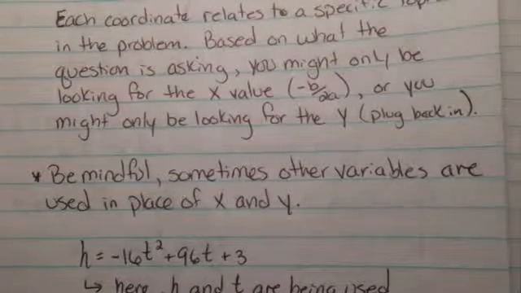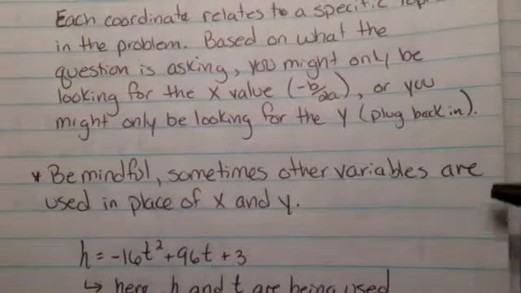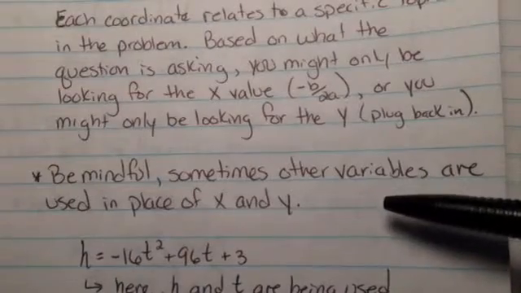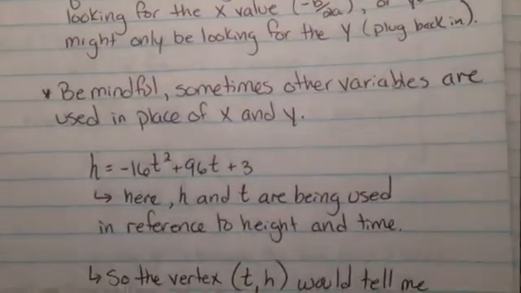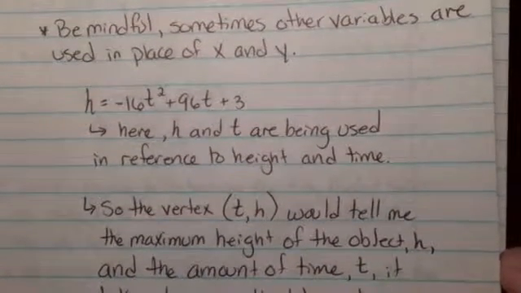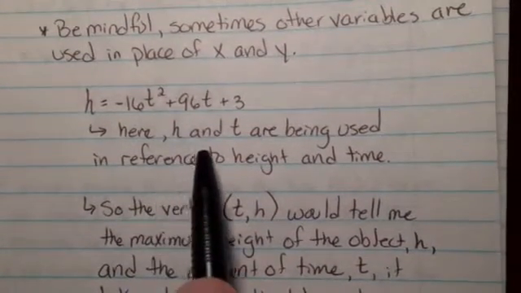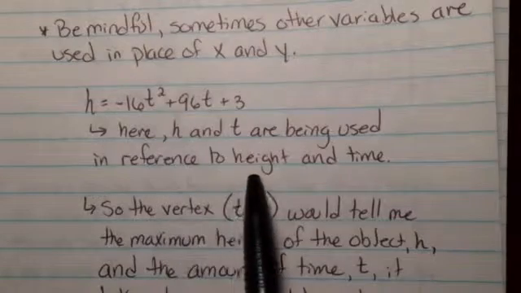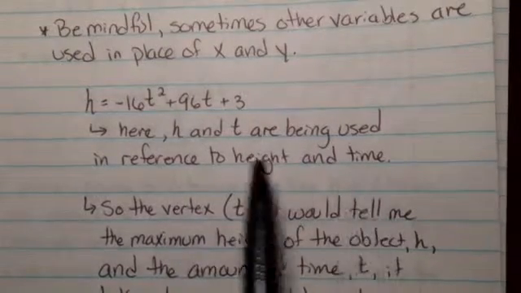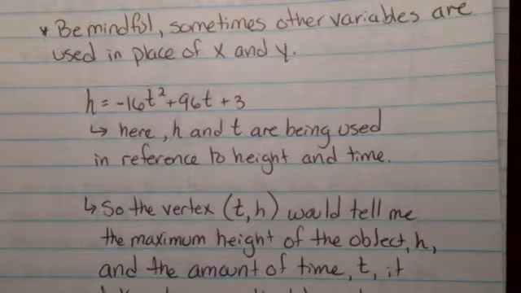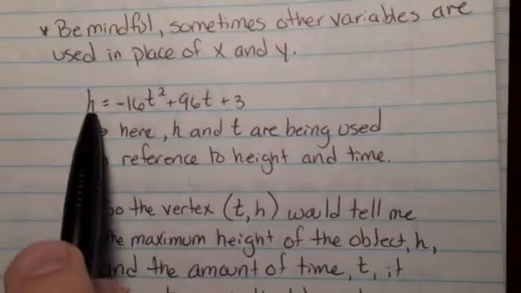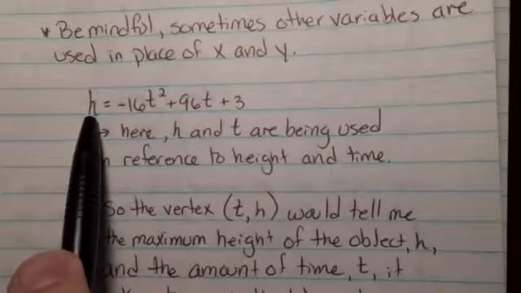Be mindful that sometimes there's other variables that are used in place of an x and a y. For example, here we've got an h and a t. Now the h and the t are being used in reference to height and time, where of course the h would be your height and the t would represent time. Notice where they're located. What variable is typically in this place?